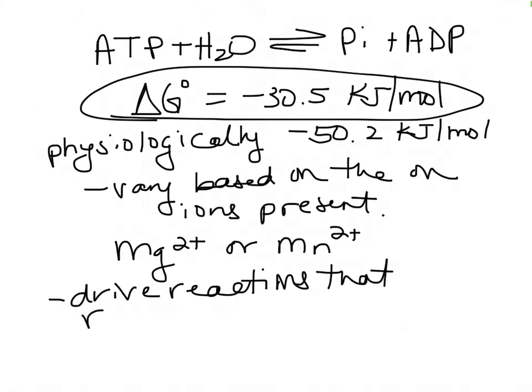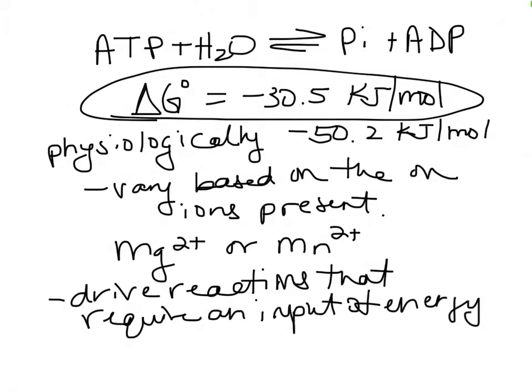Now, this very negative free energy is used to drive reactions that require an input of energy. So this hydrolysis is used to drive thermodynamically unfavorable reactions. Some of those reactions are muscle contraction, protein conformational changes. You can have active transport of ions, and the synthesis of biomolecules.